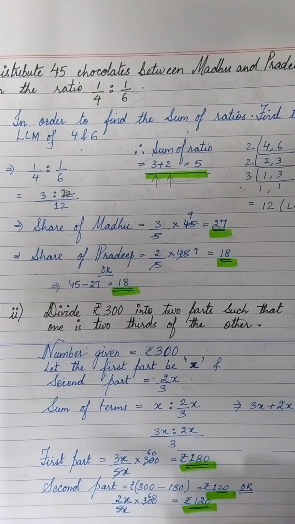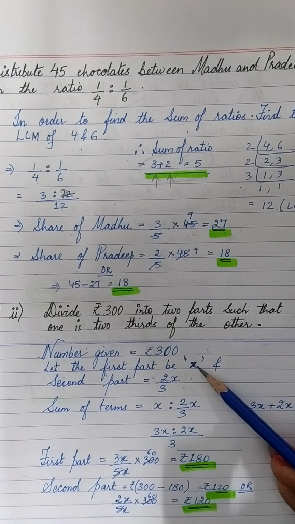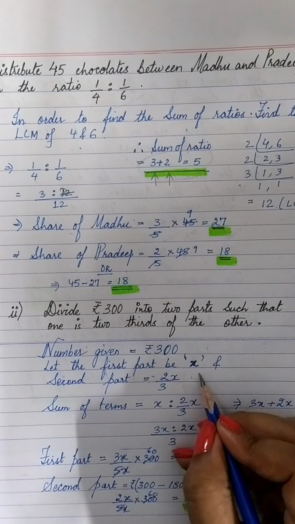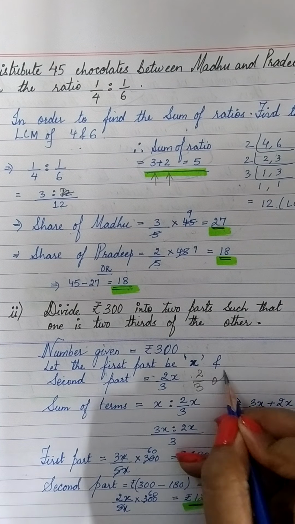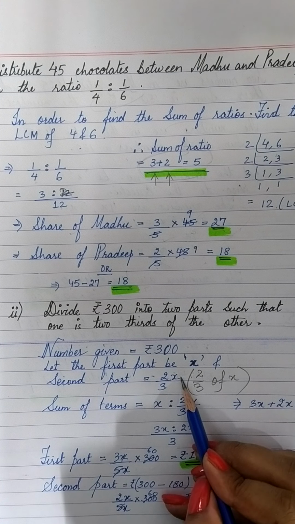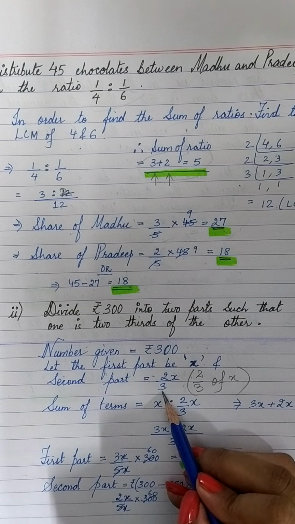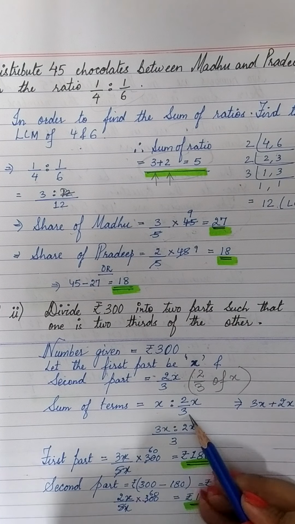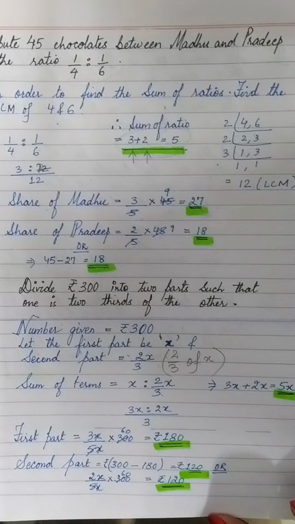Okay, any of the ways you can take. If the first part is x, then the second part is 2/3 of x. 2/3 of x means 2/3x, or 2x by 3, right? So now the ratio given to us is x is to 2x by 3. So the sum will be 3x plus 2x.